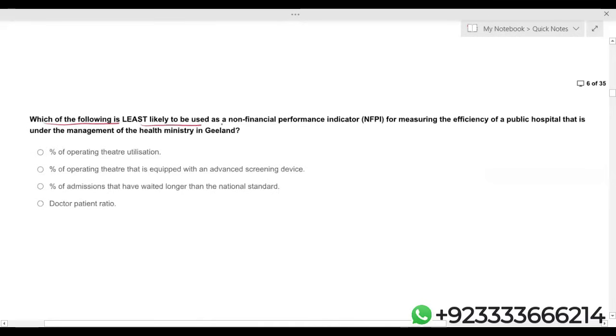Which of the following is least likely to be used as non-financial performance indicator for measuring the efficiency of a public hospital that is under the management of a health ministry in Giland? Actually, if you people just recall, if there's a heat wave, what is the intensity of heat wave and how many patients are coming to the hospital? It does have a correlation. Yes or no? There is a correlation. That is why in a number of countries, government also announces the warning that during these extreme temperatures, do not come out from your houses unless it is very urgent.